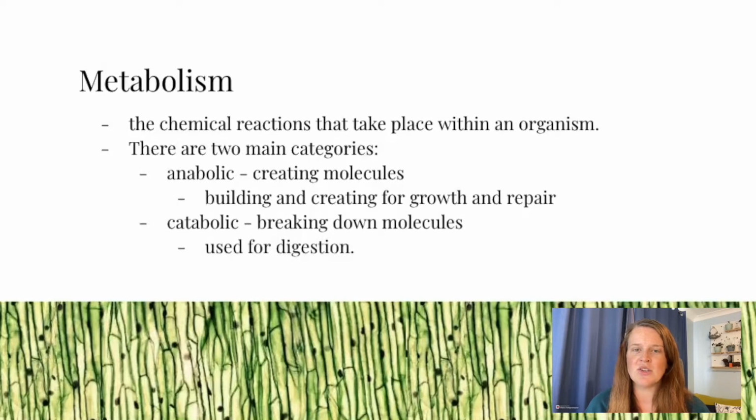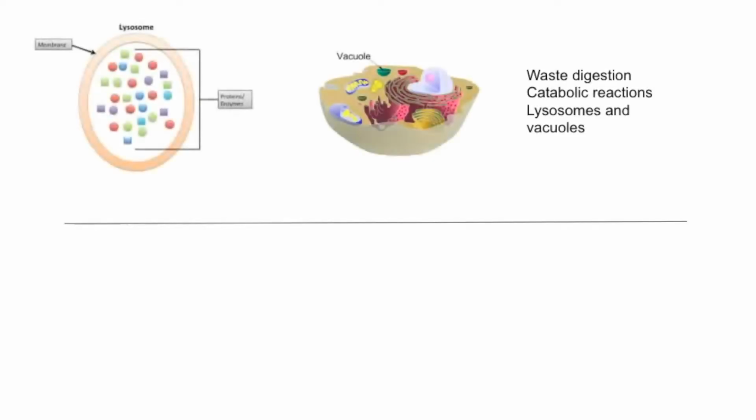Anabolic reactions are used in the building and creating and growth and repair, whereas catabolic reactions are used for digestion and breakdown. Both these types of reactions are necessary for maintaining a balance. Remember the word homeostasis? That balance within a cell. Within cells, they have specialized organelles that carry out metabolic processes. For example, waste digestion and removal is completed by lysosomes and vacuoles that use enzymes and endocytosis to remove waste.